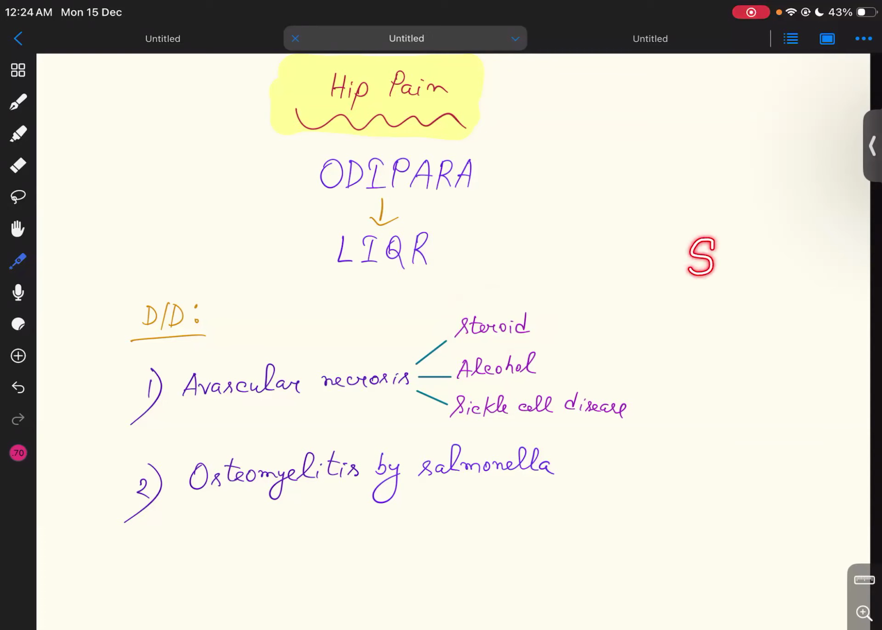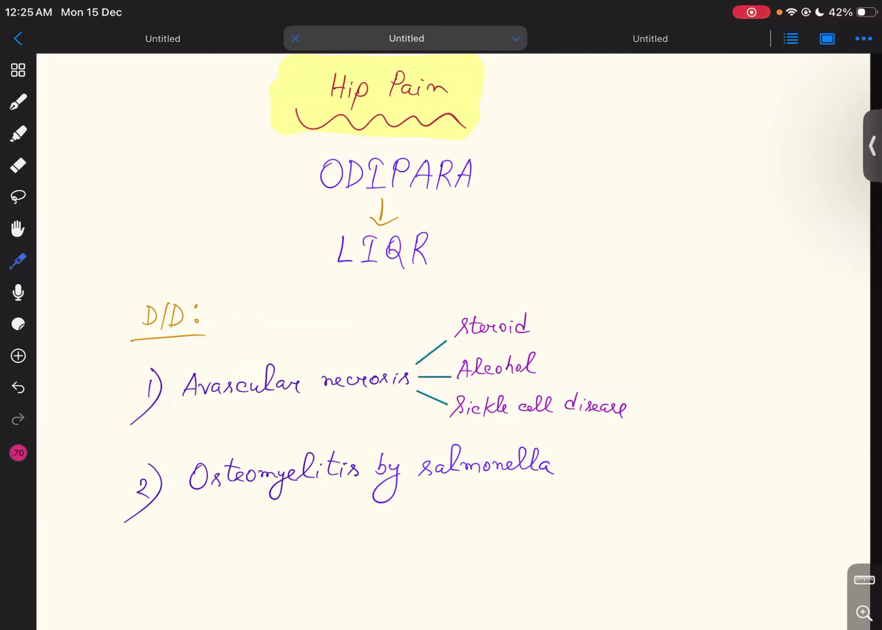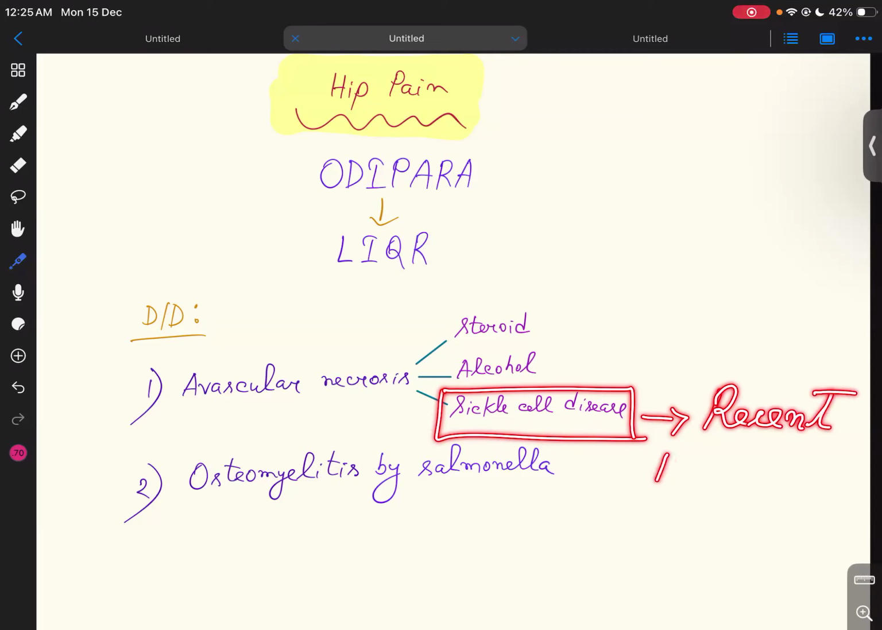If in the past medical history the patient tells you that I'm taking excessive alcohol, then this is alcohol-induced avascular necrosis. If the patient tells you that I'm a diagnosed case of sickle cell disease, then this is due to sickle cell crisis. Of course, whenever there is sickle cell crisis, there will be a recent history of loose motion, which precipitated the sickle cell crisis. Please keep it in mind.